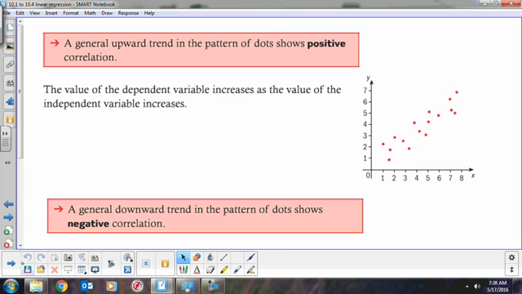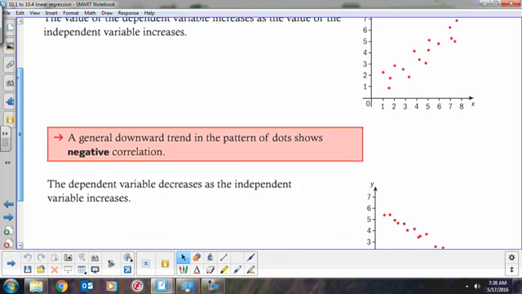All right, so next, a general upward trend in the pattern of the dots is a positive correlation. This is an example of a positive correlation. The dependent variable is always your y. It depends on the changes in the x. So the y's are getting bigger as x gets bigger. As we move to the right, the y values are getting bigger. That's an upward or positive trend.